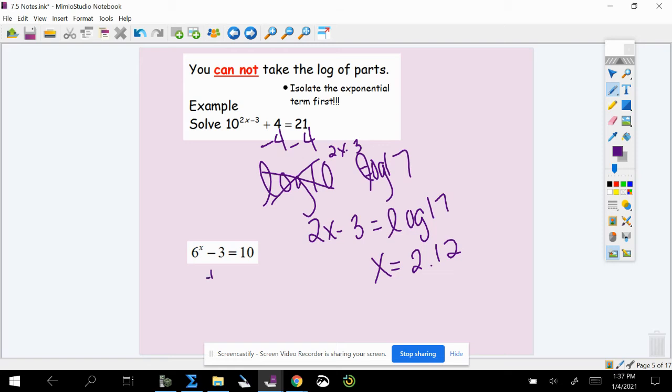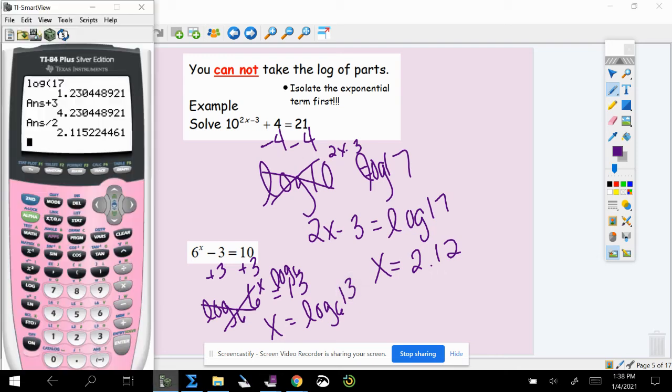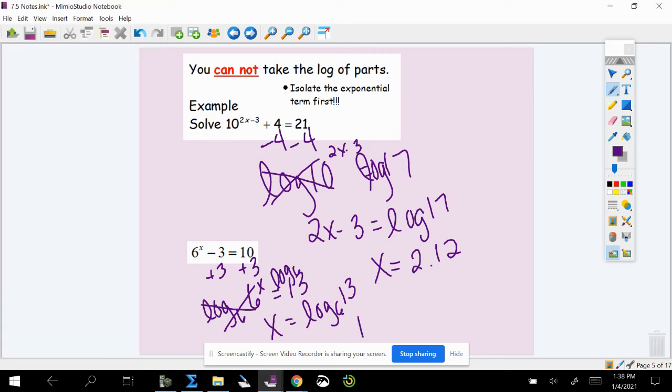Next one, same idea. I'm going to add 3 to both sides to get rid of the minus 3 because I want to isolate the exponential. I'm going to take both sides log base 6 because I want to use the same log base. The log base 6 and the 6 cancel, so I'm just left with x. And here's where I want to use that calculator button again. So I'm going to go to math. You can use the up arrow to get to it faster. You're going to type in log base 6 of 13, and you get 1.43.